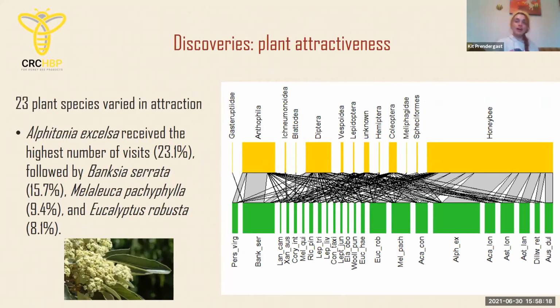Now, I also looked at variation among the plants in their attractiveness, and one of the plants received almost a quarter of visits, so it was very attractive. Banksia was also very attractive, which is a bit unusual when we think of Banksia more as a bird-pollinated plant based on its morphology, but it was very, very attractive. And then the Myrtaceae were also very attractive. As you can see from the networks, the attractiveness of a plant is indicated by the width of the bar. There was a lot of variation in how attractive these plants were for the different groups.